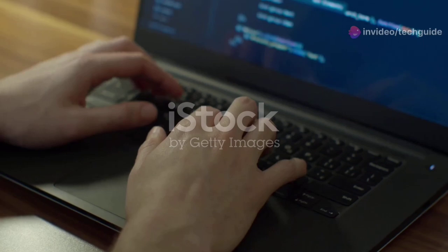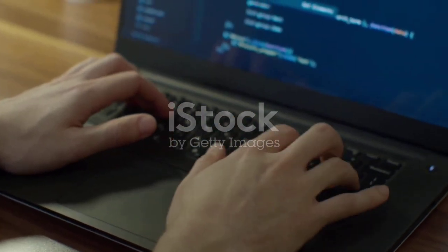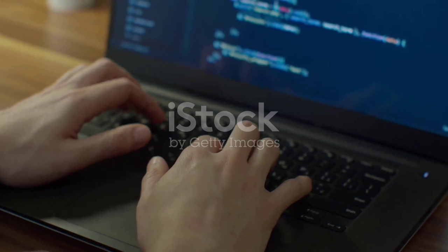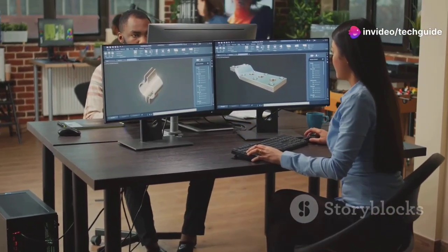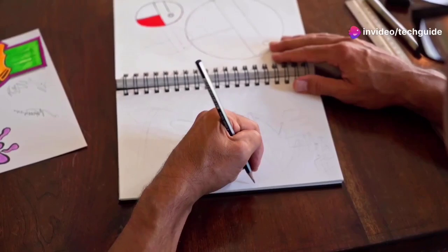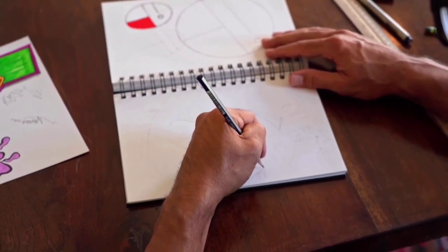Alright, you've identified your niche, validated your idea, and now it's time for the really fun part, creating your digital product. This is where your vision starts to take shape, and you get to bring your expertise to life. Now, the specific creation process will vary depending on the type of digital product you're creating.